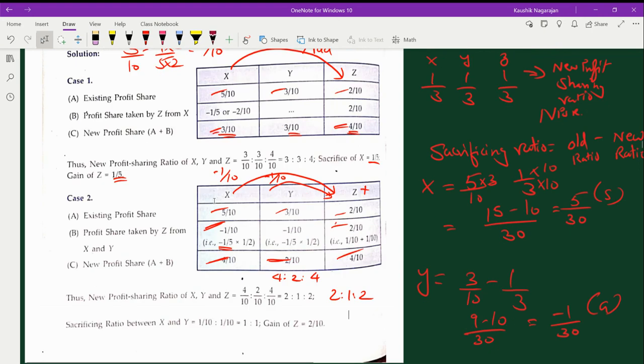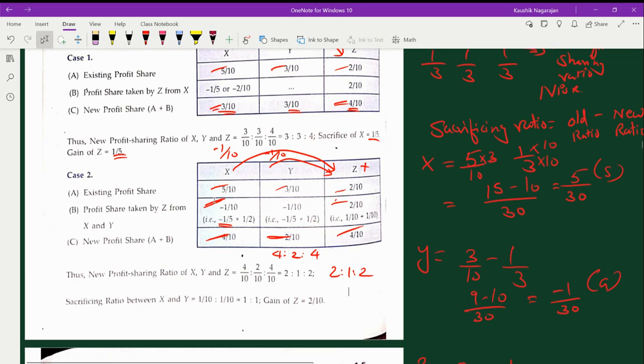Now you got the NPSR, just find out the sacrificing ratio. So the sacrificing ratio is derived using the formula: sacrifice is equal to old ratio minus new ratio. So sacrificing ratio is equal to your old ratio minus your new ratio. Now what will be the old ratio in case of X? It's going to be 5 by 10, and what's going to be the new ratio of X, it's going to be 4 by 10.